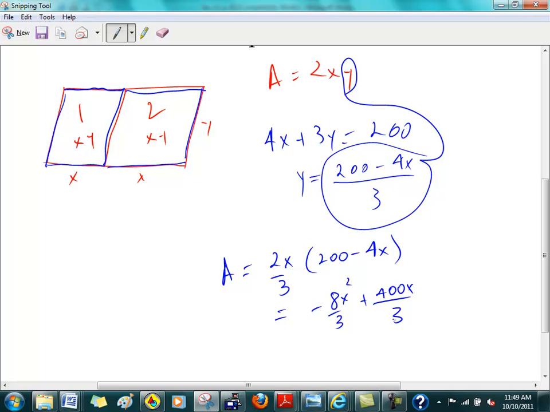Does anybody remember the formula for the vertex from algebra 0? Nice, good job, Thomas. So the x-coordinate of the vertex is negative b over 2a. In this problem, what's b? 400 over 3. So I have a negative sign and then a 400 over 3. What is a? So then 2a is going to be negative 16 over 3.